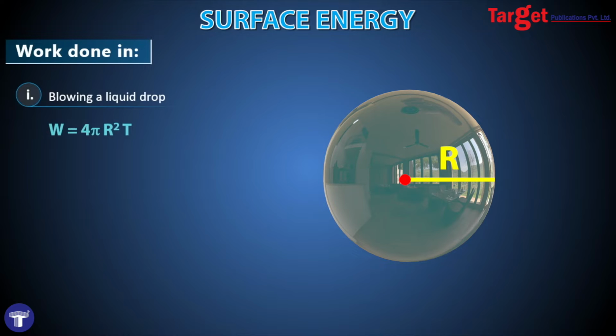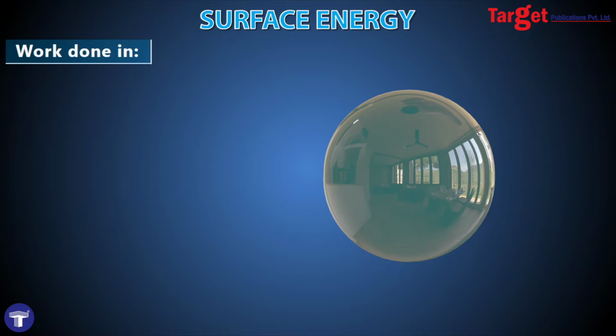And if the increase in area is 4 pi R square, then you multiply that by T and that gives you the work done. I want you to take this moment to notice how I have found the work done in blowing this liquid drop. I simply multiplied the magnitude of the surface tension into the surface area that has increased due to the blowing of the drop.